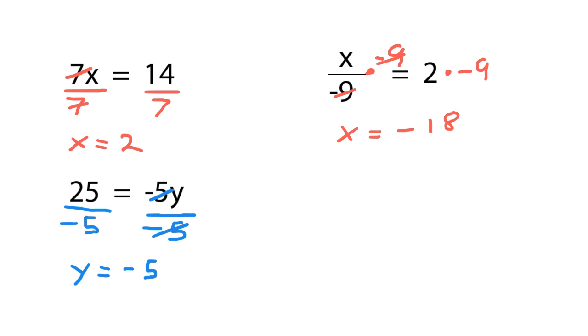Let's try one more. In this case, we have negative 4 equals x divided by negative 5. So again, I'm going to use opposite operations. The opposite of dividing is multiplying. So I'm going to multiply by negative 5 on this side, and therefore I have to multiply by negative 5 on the opposite side as well. I could rewrite this as x is equal to negative 5 times negative 4 makes positive 20.